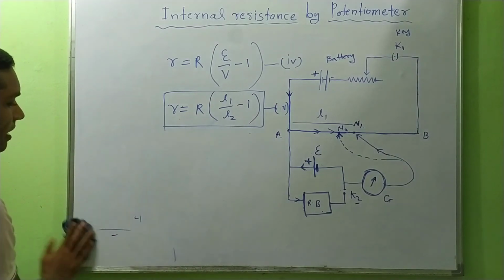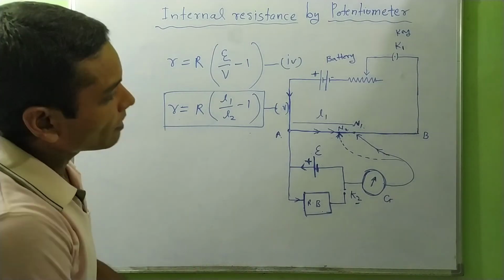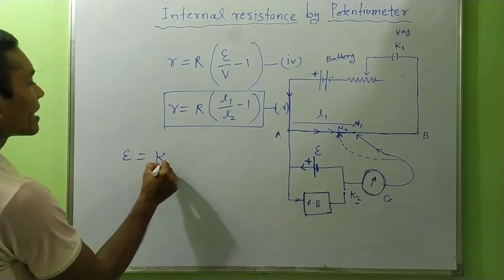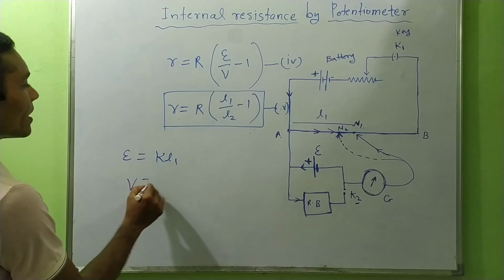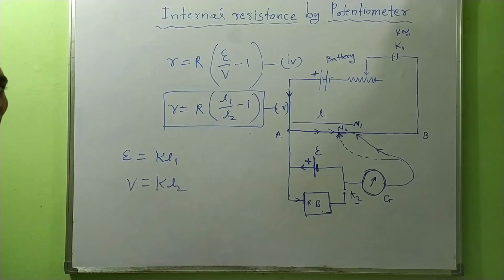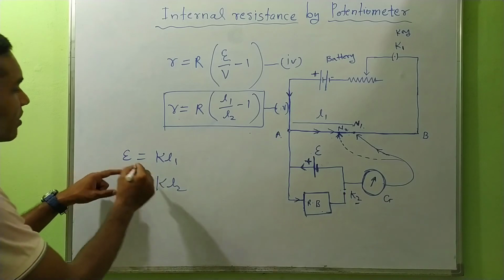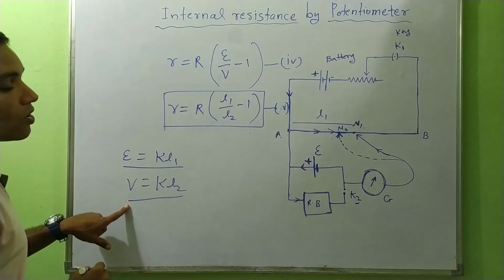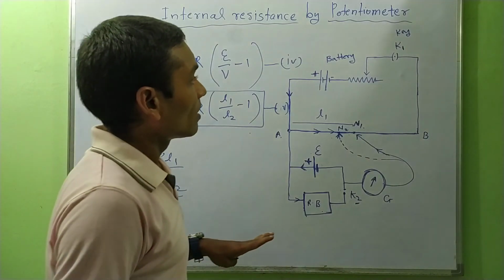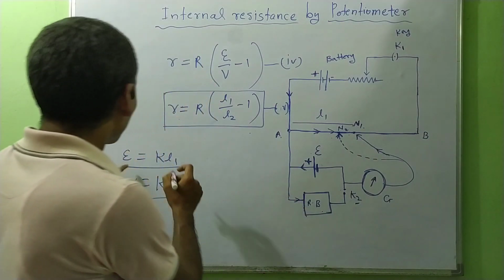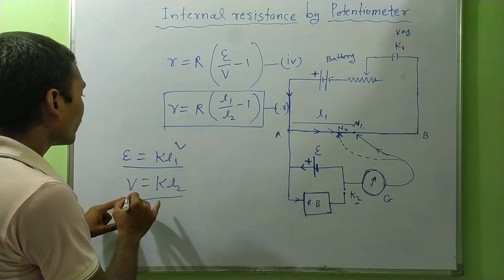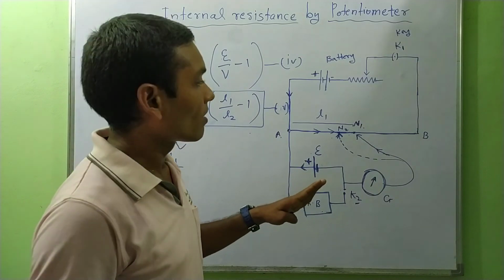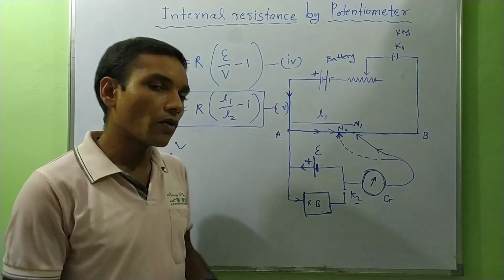This is very easy. In some books, epsilon equals K L1 and V equals K L2 are given directly. But how these values are found was not explained. So in this video, the values of epsilon and V are made clear. Okay, thanks.